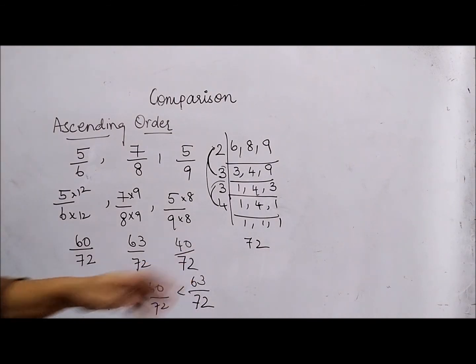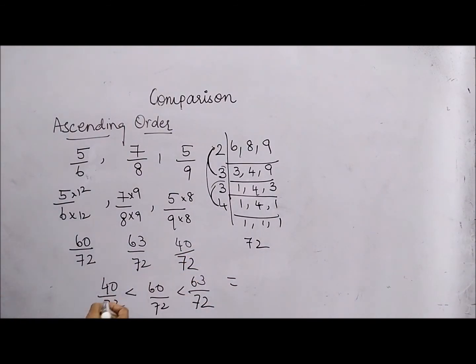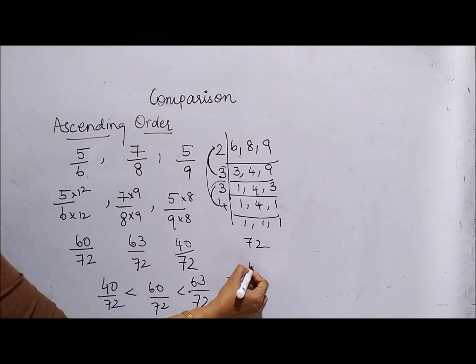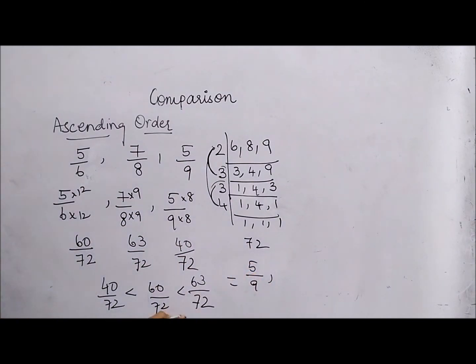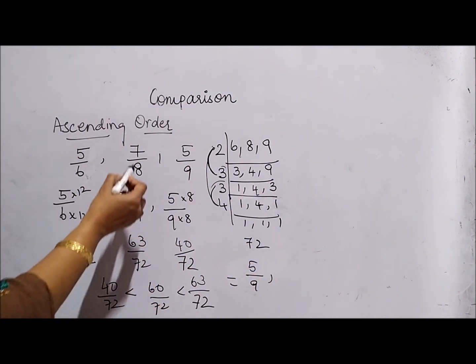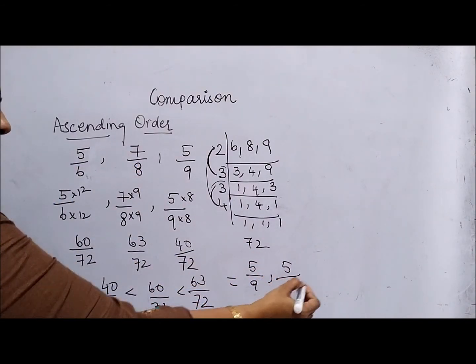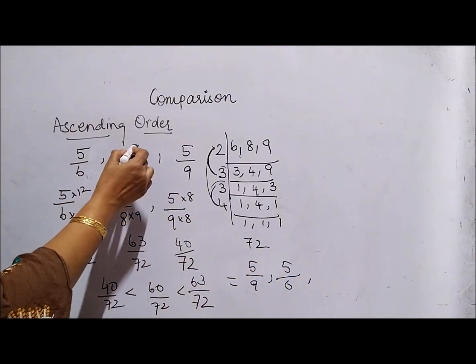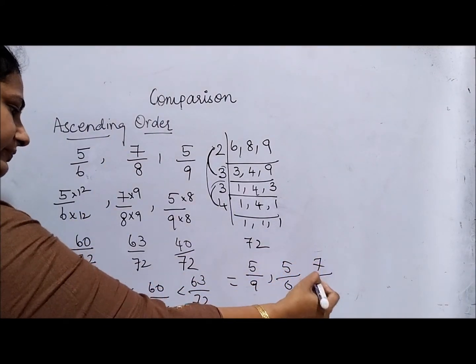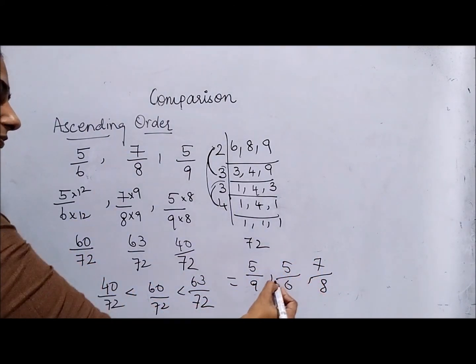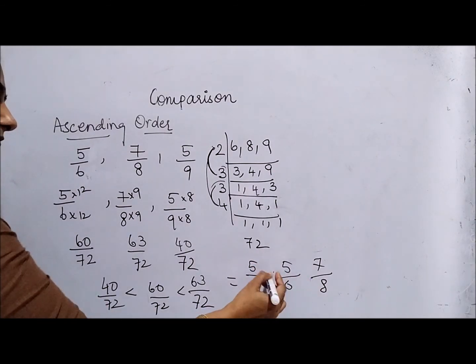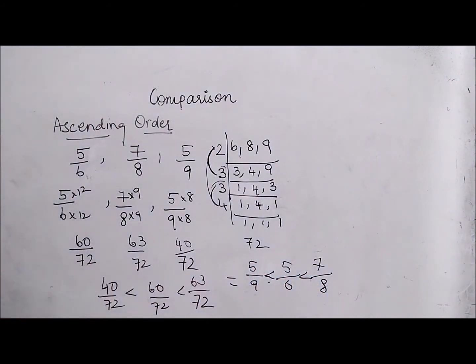So what is 40 by 72? 5 by 9. What is 60 by 72? 5 by 6. And what is 63 by 72? 7 by 8. Hope the concept is clear.